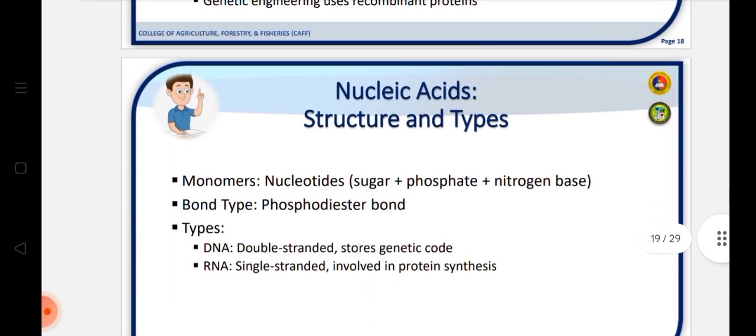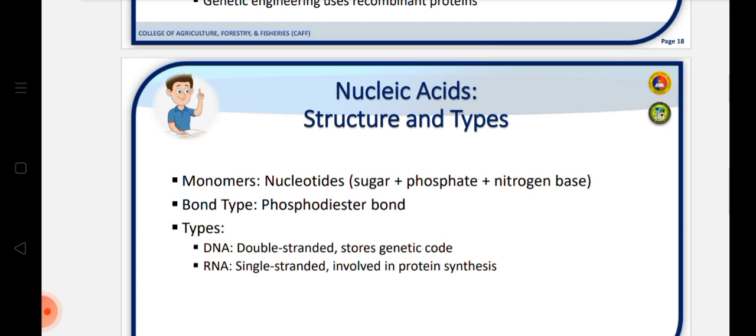Okay, then let's have the last biomolecule, the nucleic acids. So nucleic acids are composed of nucleotides, each made up of three components. So we have a sugar, a phosphate group, and a nitrogenous base. By the way, nucleic acids are the molecules which serve as the blueprint of life because they store and transmit genetic information across generations and guide cellular function.